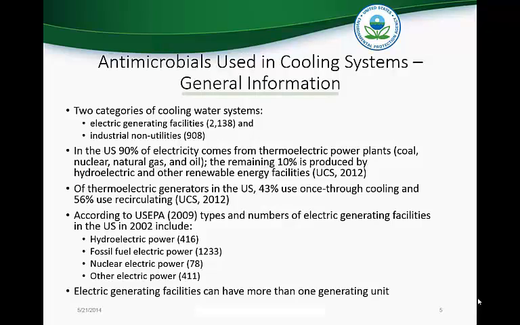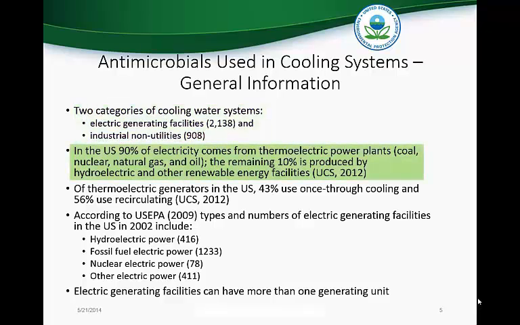This slide goes over some general information about cooling water systems. There are basically two categories of cooling water systems: electric generating facilities, which is the majority, and industrial non-utilities. The primary purpose of an electric generating facility is the generation and sale of electricity. Industrial non-utilities own generating capacity, but their primary purpose is not the generation and sale of electricity. These are electric generators that are co-located with other manufacturing activities, such as chemical manufacturing or pulp and paper mills.